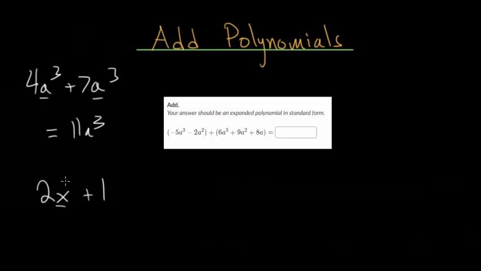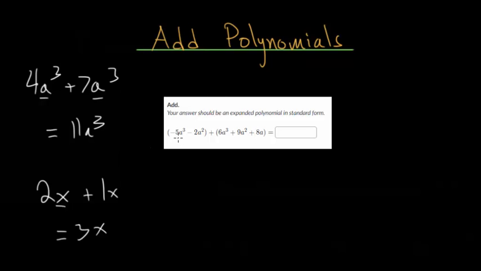Now, if we know what x is, like if x is 2, then this would just be 4 plus 1, which is 5. But x at this point could be anything. So these cannot be combined. But if this was 1x, then this could be combined because now you have 3 x's. So this entire video is basically focused on just combining like terms with these polynomials that we're adding together.